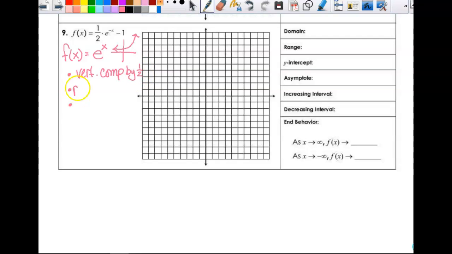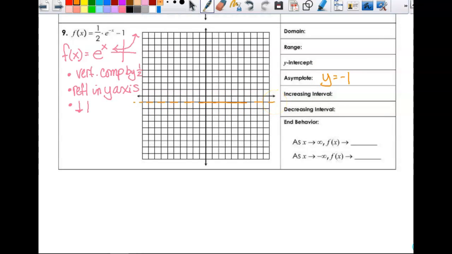That negative is a reflection in what? Y. Y-axis, good. And that -1 means? Down 1. Down 1. All right. So the first thing I want to do is put in my asymptote. Thank you very much. Where is my asymptote? -1. So I'm going to go ahead and write it over here too. y equals -1. And I will sketch that in.